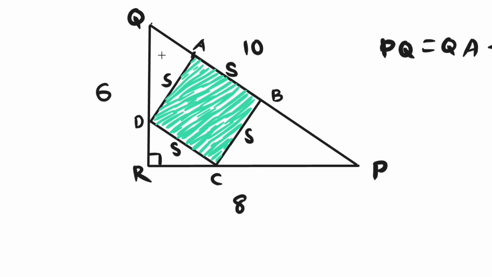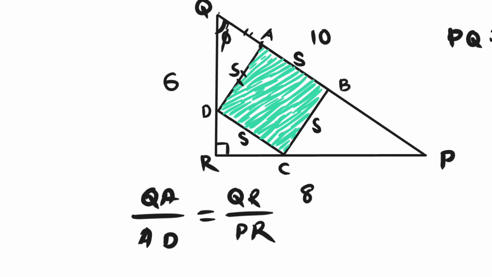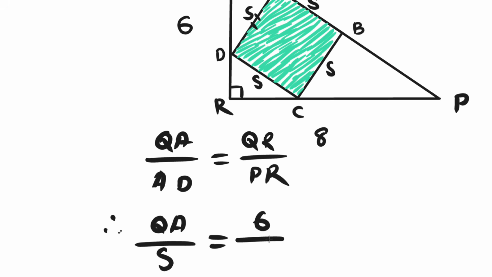In this case, the leg adjacent to angle phi divided by the leg opposite angle phi in the smaller triangle corresponds to the same ratio in the larger triangle. So we write QA divided by AD equals QR divided by PR. Now, let's substitute the known values. AD is one side of the square, so it equals S. QR is 6, and PR is 8. Therefore, we get QA divided by S equals 6 divided by 8.